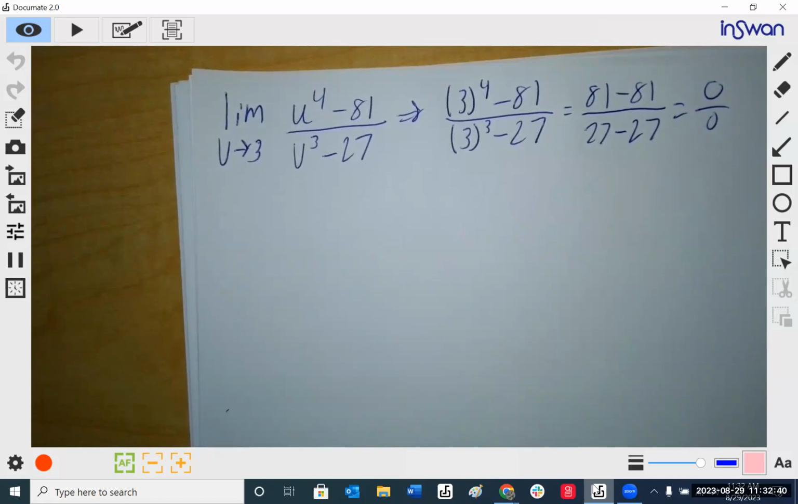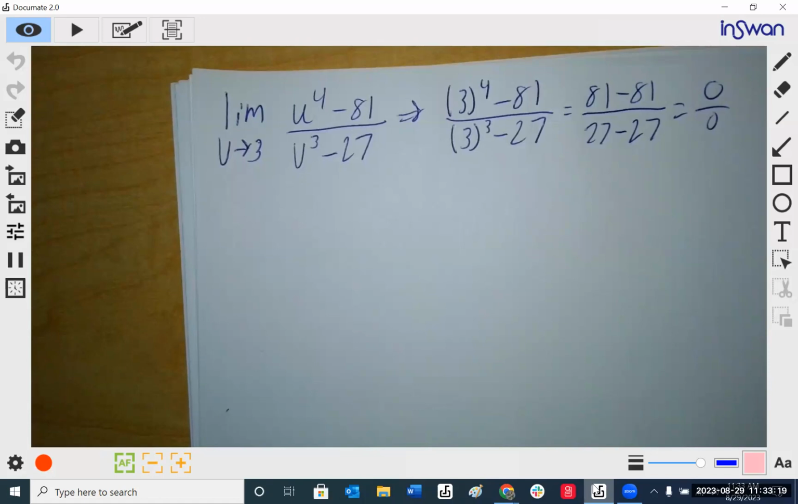Now comes the algebra part. Calculus is only the first step of each problem, and then the rest is algebra. Everything that you do here now is algebra. So you have to factor the top and the bottom. Let me do it for you. This one, the top is the difference of two squares, and the bottom is the difference of two cubes.